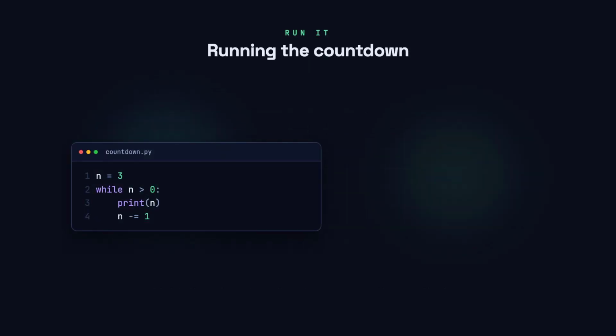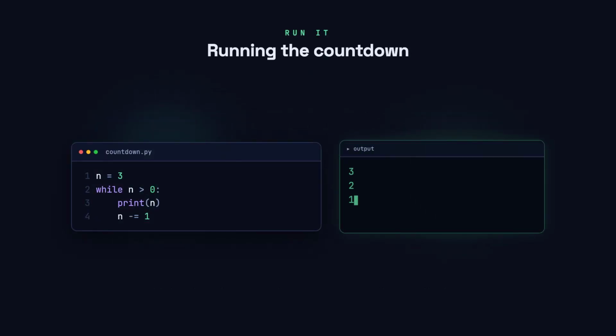When we run the program, Python prints 3, then 2, then 1. After printing 1, n becomes 0. The condition n greater than 0 is now false, so the loop stops and the program ends.